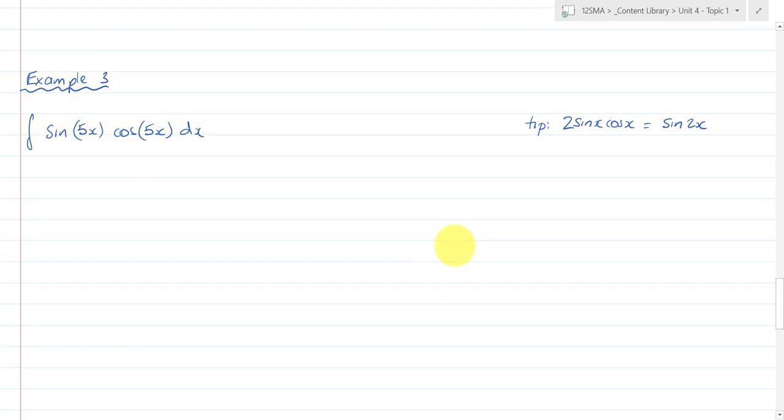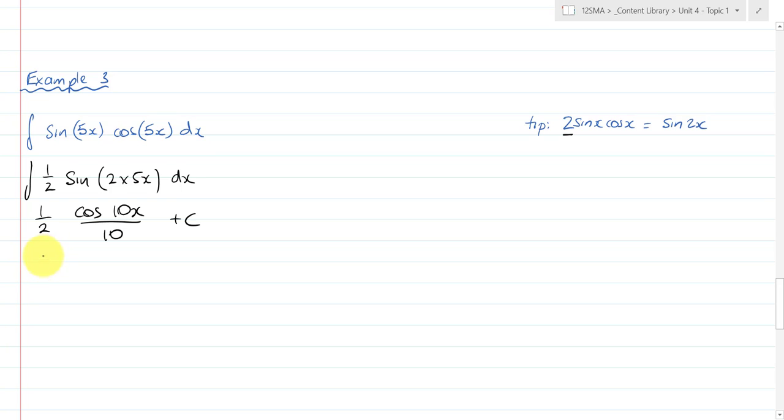In example 3, I've got another tip which will help you, and this is the multiple angle rule, or the double angle formula for sine, and it can help us on occasions. So in example 3, it's recognition that this is actually equal to a half sine 2 times 5x dx. So we just double that angle on the inside, but we have to have a half because of this 2. So just be careful we don't forget the half. And when we integrate that, we get a half cos 10x over 10, divided by the derivative of the inside, and add c. And of course, we can clean this up a little bit, and we should. That becomes cos 10x over 20 plus c, and that's really good enough representation.